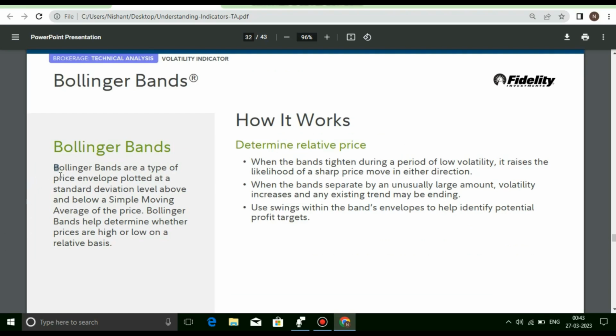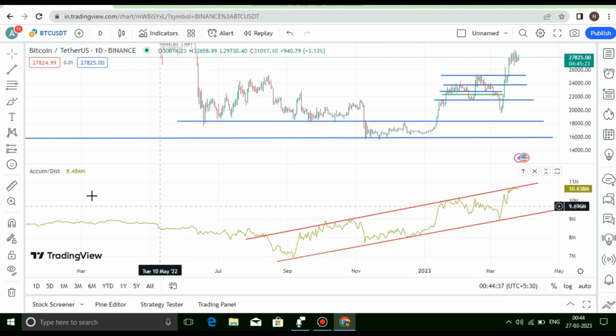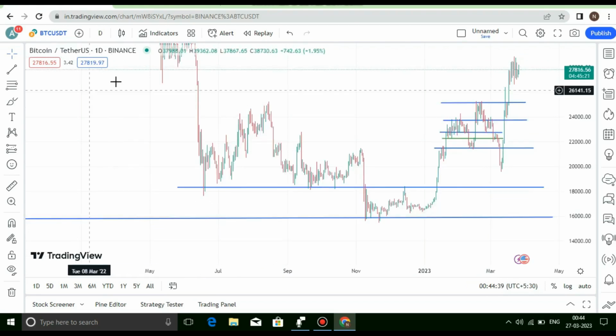This is a type of price envelope plotted at a standard deviation level above and below a simple moving average of the price. Bollinger Band helps to determine whether prices are high or low on a relative basis. Okay, how to determine prices with the help of Bollinger Band? When the bands tighten during a period of low volatility, it raises the likelihood of a sharp price movement in either direction. So first of all, let's apply Bollinger Band. After that, you will be able to understand how it actually works.